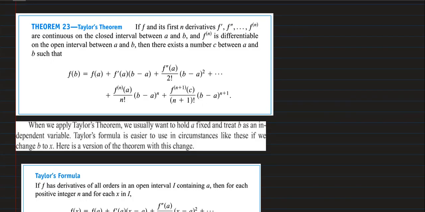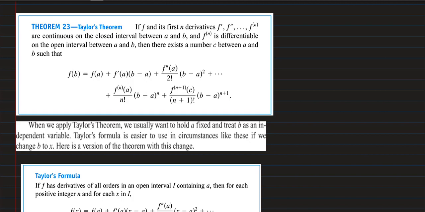The next thing we're going to talk about is Taylor's theorem and how it's going to lead us to a remainder theorem. If f and its first n derivatives are continuous on a closed interval between a and b, and the nth derivative is differentiable on the open interval between a and b, then there exists a number c between a and b such that f of b can be written as f of a plus f prime of a times b minus a plus the second derivative at a divided by 2 factorial times b minus a.